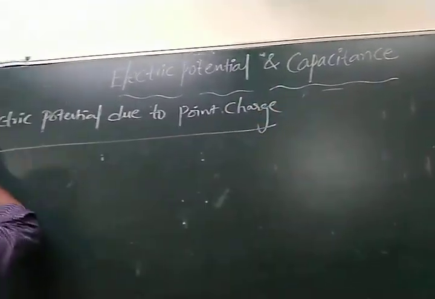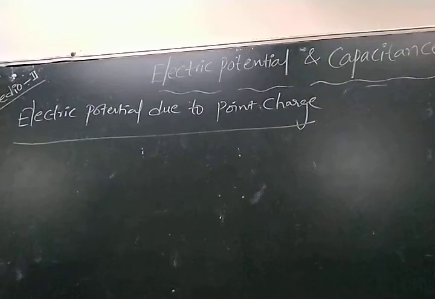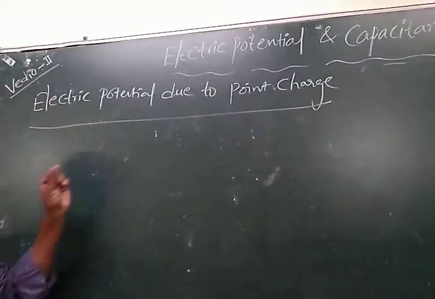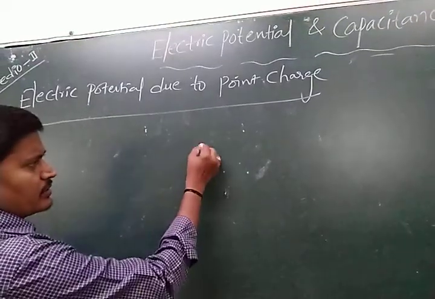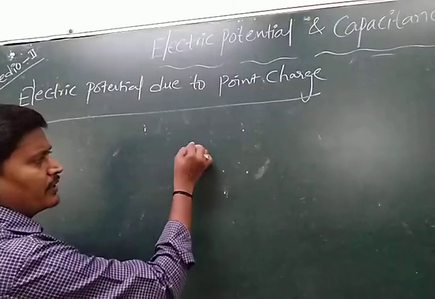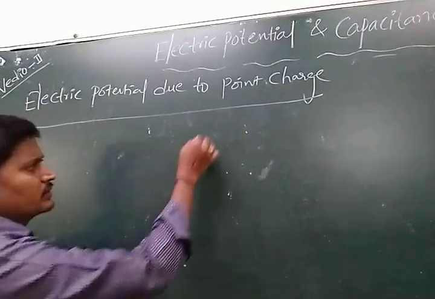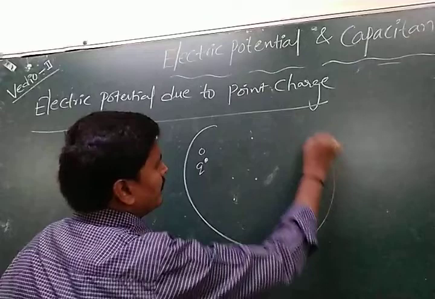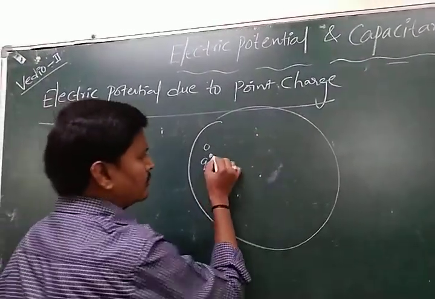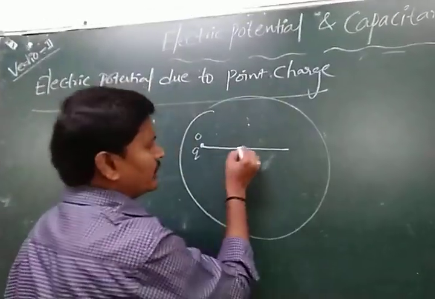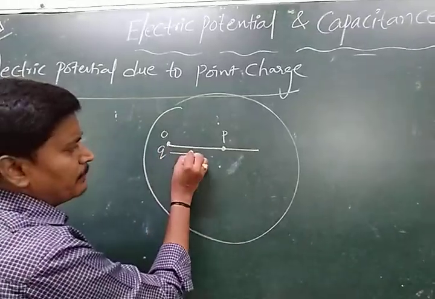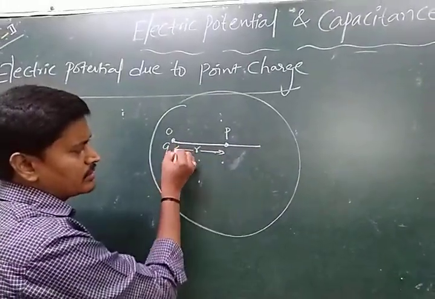So next topic, electric potential due to a point charge. So what is the potential due to this point charge? Actually, we can consider one charge at point O. So an electric field is created around it. This is the field created around this charge. Now we can consider one point P within the field. This point P is located at distance R from this O.